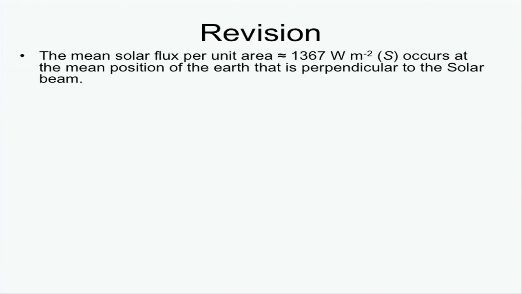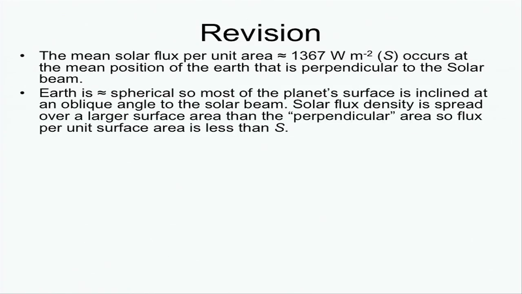Okay, so let's do a little bit of revision to remind you about some of the units and magnitudes of those eight budget components. Remember that if you were to simply measure at the top of the atmosphere in space using a solar panel or a detector, the average solar radiation is actually about 1367 watts per meter squared. That's at the mean position of the Earth to the Sun, perpendicular to the solar Earth beam.